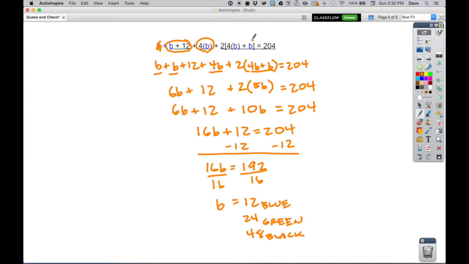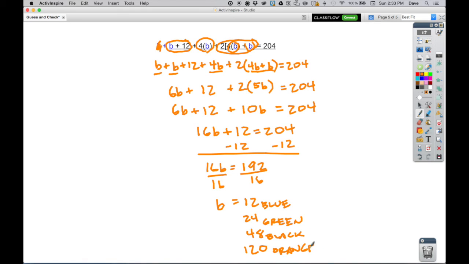And then the orange. Now the orange here would be the blue and the black put together. This 4B and 2B put together. So 12 plus 48, that's 60. And then 60 times 2, that's 120. So 120 orange packs.